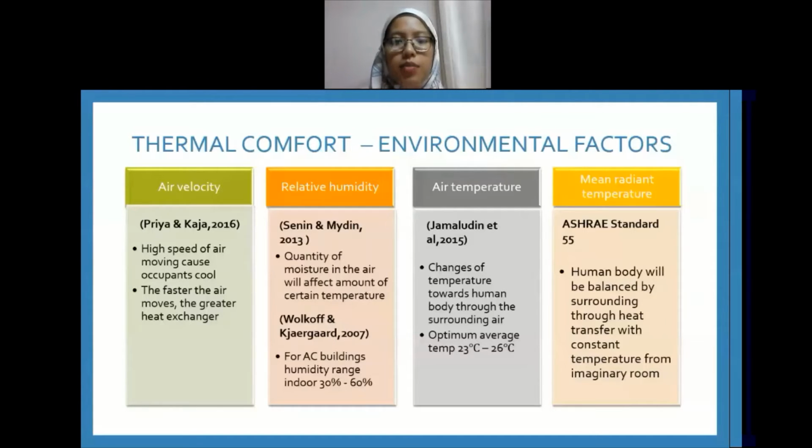Next, air temperature is the change of temperature towards the human body through surrounding air, and according to Jamaluddin 2015, he said that the optimum average temperature will be between 23 degrees Celsius to 26 degrees Celsius. Lastly, according to ASHRAE Standard 55, the human body will be balanced by the surroundings through heat transfer with constant temperature from an imaginary room.